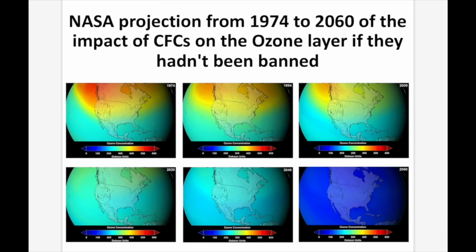Because if you take a look at this series of pictures here, this is what NASA predicted would happen between 1974 and 2060 if CFCs had not been banned. So you can see back in 1974, ozone concentration is going to be red to orange to yellow, and then we'll get less ozone, we're going to get to our blue color.